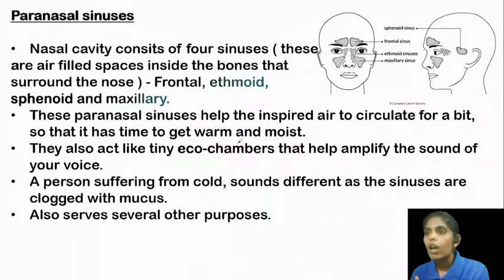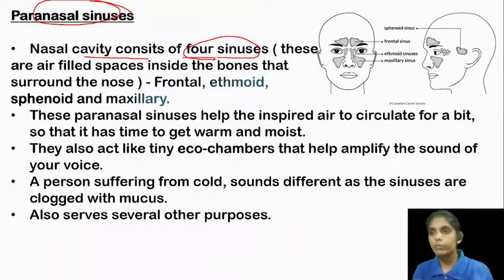Now coming to the paranasal sinuses. The nasal cavity consists of about four sinuses. These paranasal sinuses are fluid filled spaces inside the bones that surround the nose. So they are present.